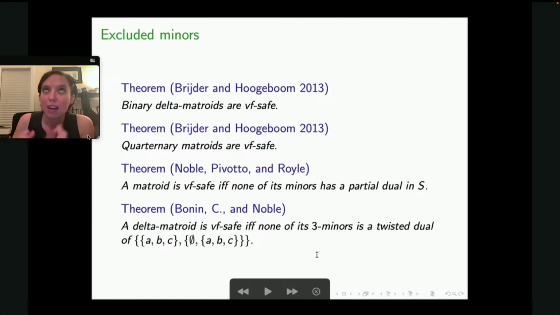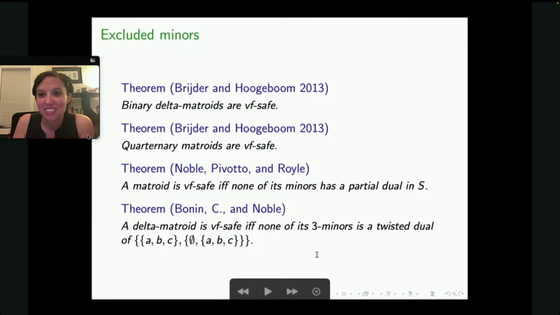Are there any other questions? It would seem like then every representable delta matroid over any field should have the empty set as a feasible set, and that is not true. It's that your delta matroid has a partial dual that has a representation. So it's basically what I said, but with a twist, literally.